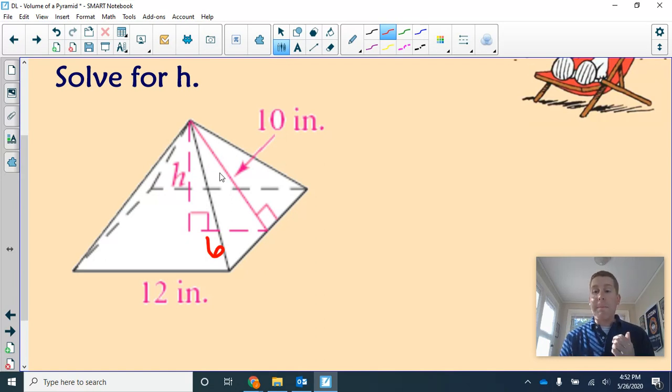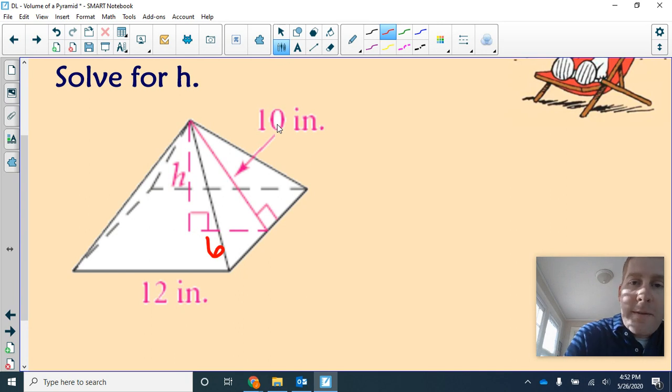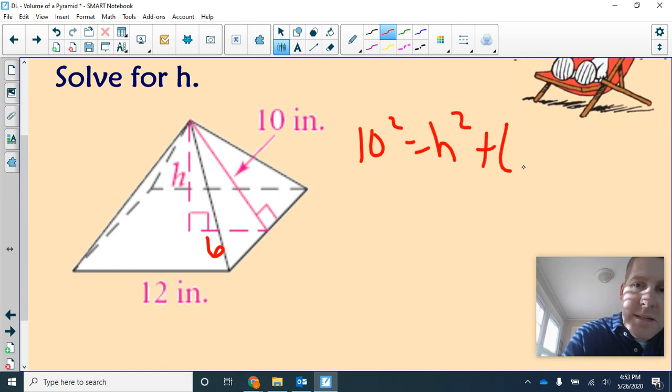So again, the Pythagorean theorem is hypotenuse squared equals leg squared plus leg squared. The hypotenuse is always the one opposite from the right angle. So if here's my right angle, opposite from that has to be the hypotenuse, which is 10 inches. Okay, so I'm going to start setting this up. To find my height, let's use the Pythagorean theorem and say 10 squared, because that's the hypotenuse, is equal to h squared plus 6 squared.